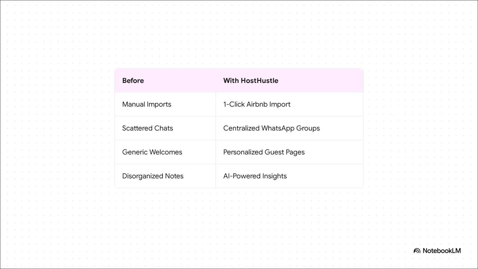Think about it. Before, you were manually typing in booking info. With Host Hustle, it's a one-click Airbnb import. Those scattered chats, now they're in one centralized WhatsApp group. The same old generic welcome message becomes a beautiful, personalized welcome page for each guest. And all those random notes, they become actual AI-powered insights. This is the big shift, from just reacting to problems to proactively running your business.